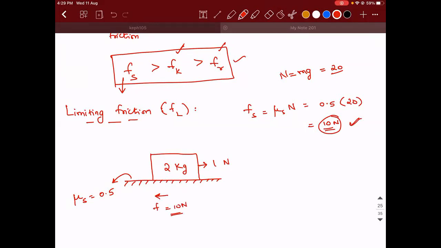Have this in your mind. So static friction is 10 Newton, but I have an important question here. When you applied this 1 Newton force, how much will be the value of the static friction that will come into picture? Is it going to be all the 10 Newton that will come into picture, or is it going to be only 1 Newton? It will only be 1 Newton. Why? Equal and opposite force.